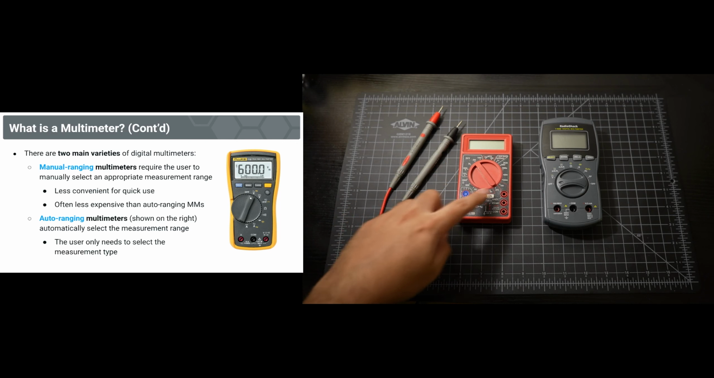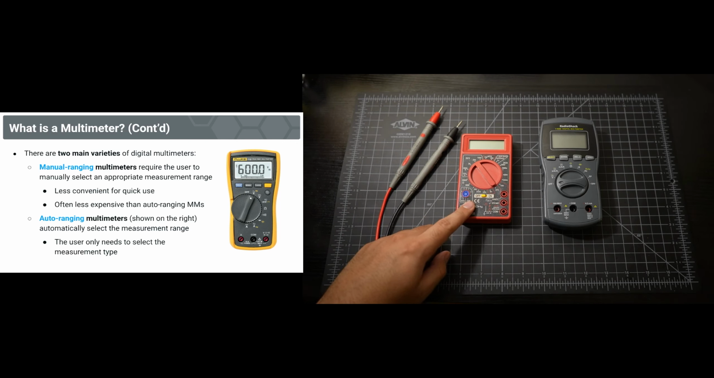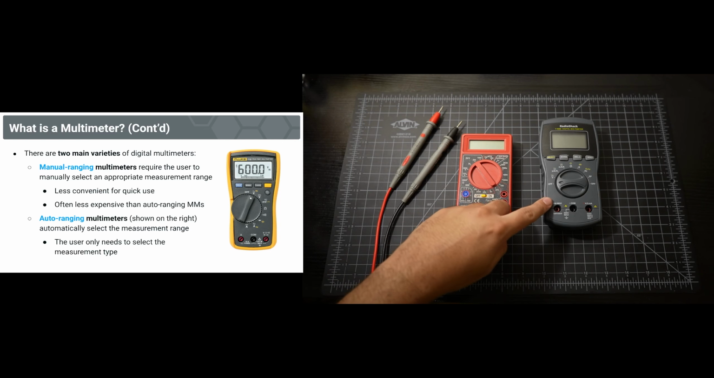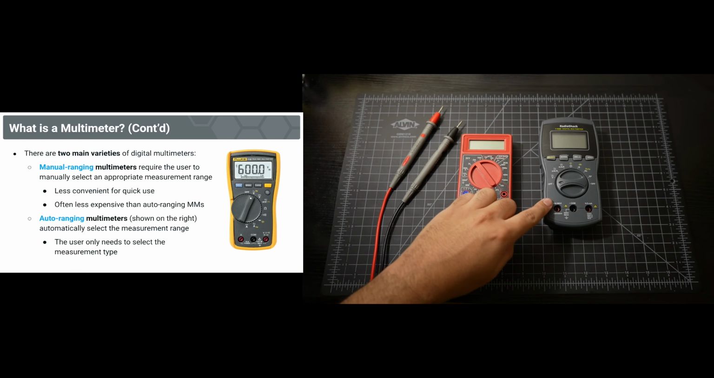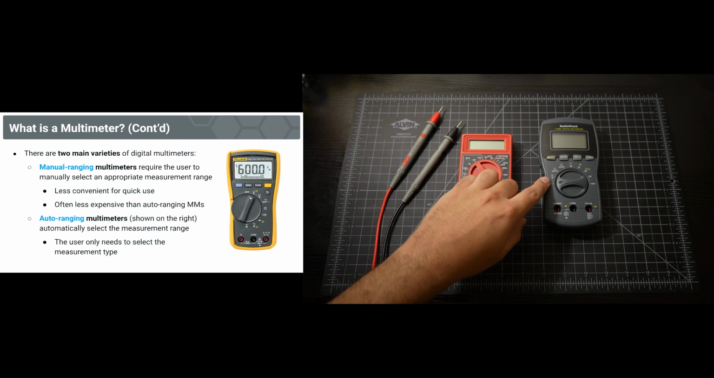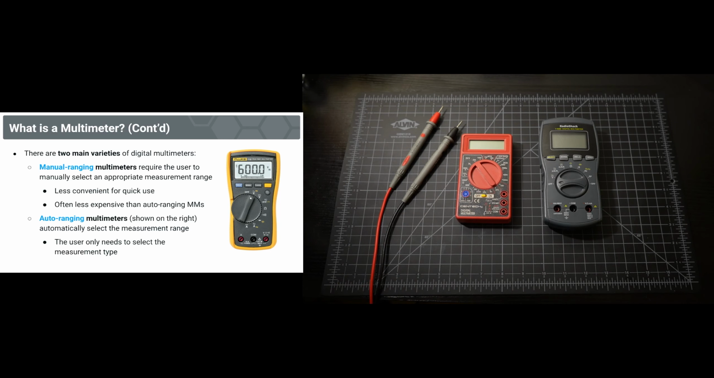There's more going on this dial compared to the auto ranging multimeter. But the benefit is, especially for people entering as hobbyists into the world of electronics, that manual ranging multimeters are often less expensive than auto ranging multimeters. Now for the auto ranging multimeter, you can automatically select the measurement range, and the user only needs to select the measurement type. It might be voltage, it could be amperage, resistance. We're going to cover all of these.